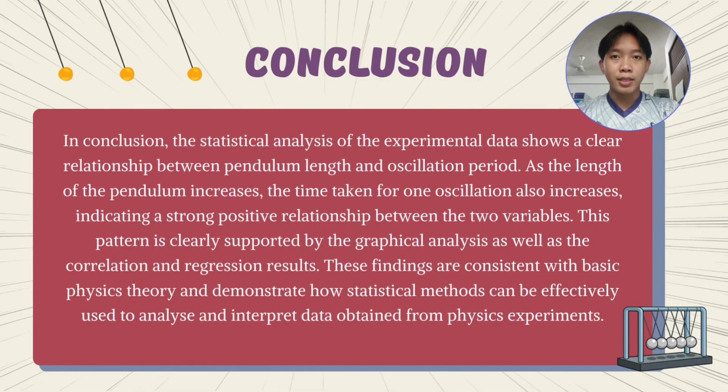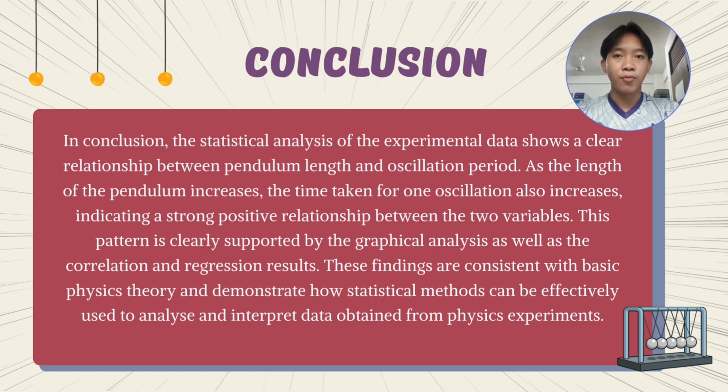In conclusion, the statistical analysis of the experimental data shows a clear relationship between pendulum length and oscillation period. As the length of the pendulum increases, the time taken for one oscillation also increases, indicating a strong positive relationship between the two variables. This pattern is clearly supported by the graphical analysis as well as the correlation and regression results. These findings are consistent with basic physics theory and demonstrate how statistical methods can be effectively used to analyze and interpret data obtained from physics experiments.